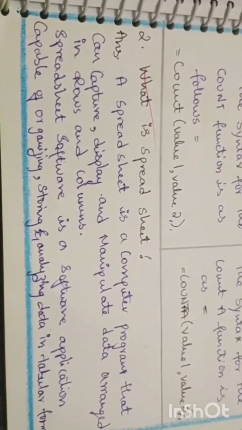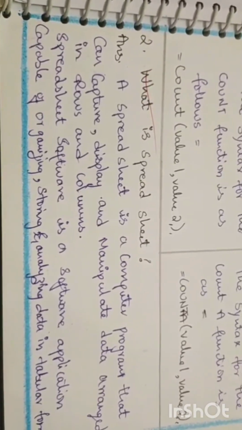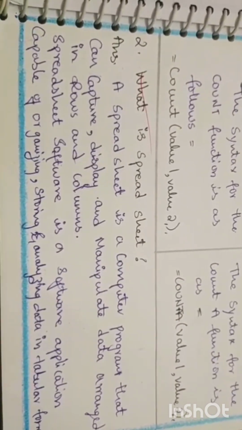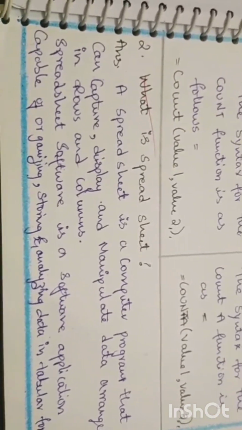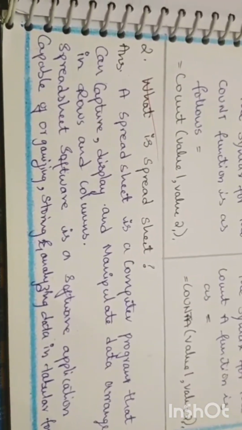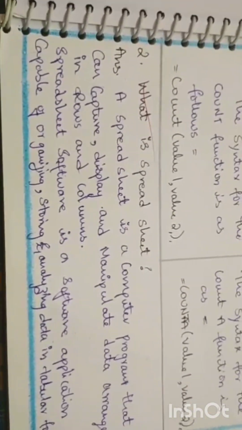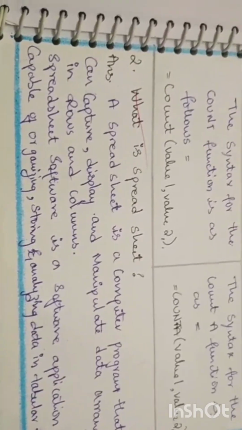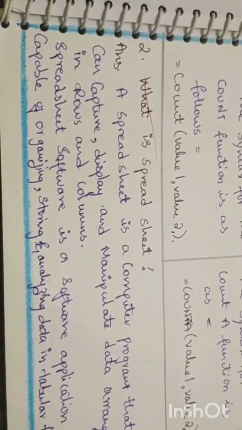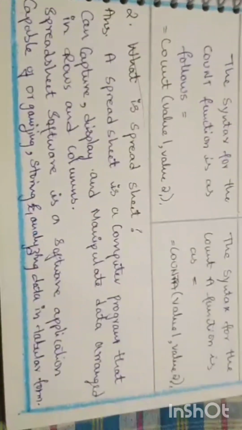So a spreadsheet is nothing but a software application. In simple terms, Microsoft Excel is a spreadsheet program that allows users to organize, analyze and manipulate data. A spreadsheet is a computerized program, a software application capable of organizing, storing, and analyzing data in a tabular form.